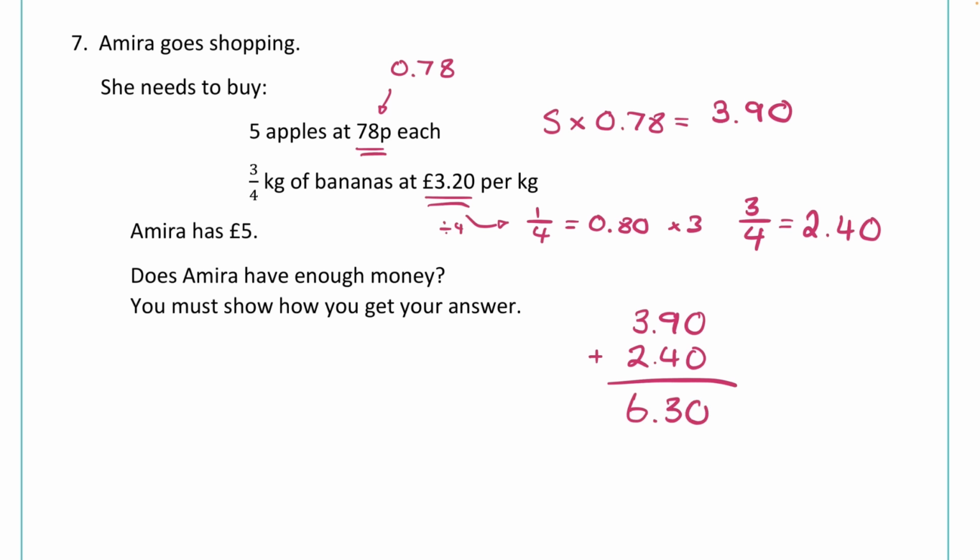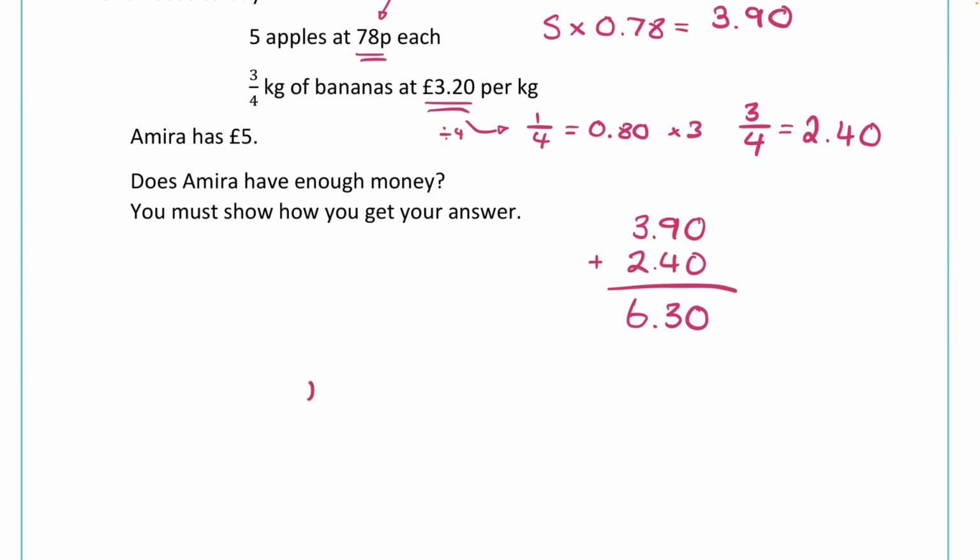So Amira has £5. Does Amira have enough money? No. We want to write a conclusion here. Amira does not have enough money, or does not have enough. Now, I don't need to say the exact amount of why she doesn't have enough. Yes, we can see here she's £1.30 over, so clearly she doesn't have enough. But I don't have to make that statement there. If you do make a statement like that, just double check that your numbers are correct.